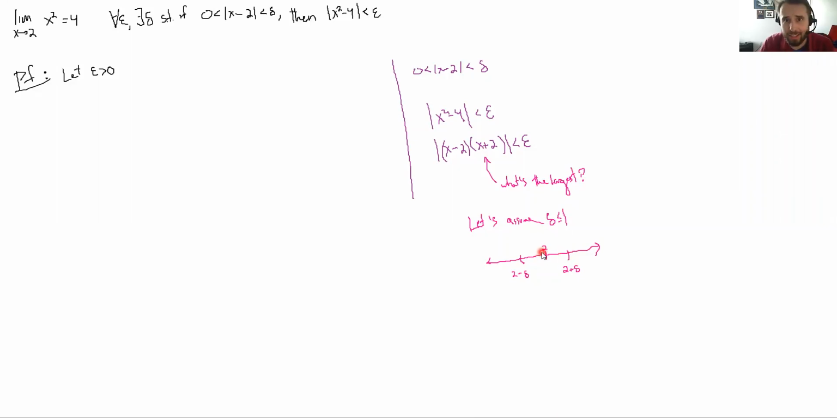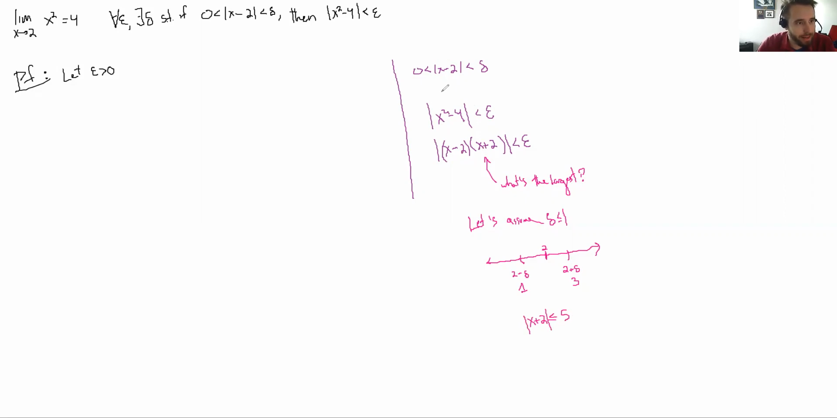And so if my delta is guaranteed to be less than or equal to 1, then the absolute largest my x value could be would be a 3, right? Because all of my x values that I'm interested in are going to be between 1 and 3. And so if delta is going to be less than or equal to 1, then my x values will max out at 3. And then this quantity right here, the x plus 2 quantity, that will max out at 5. So we're going to know that the absolute value of x plus 2 is less than or equal to 5.